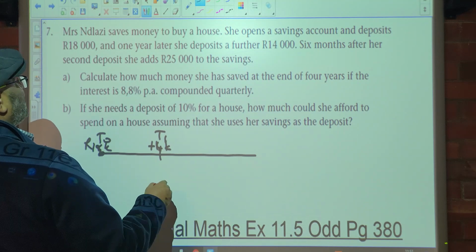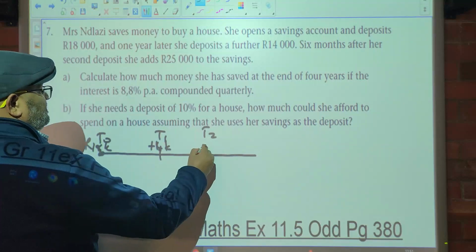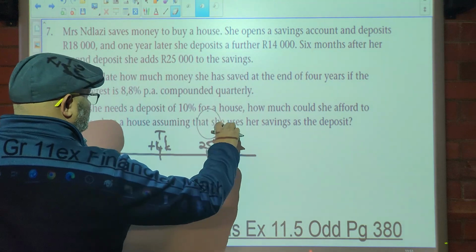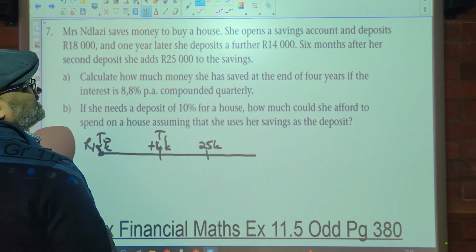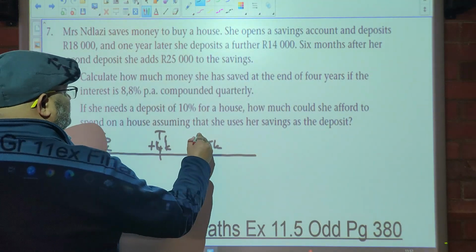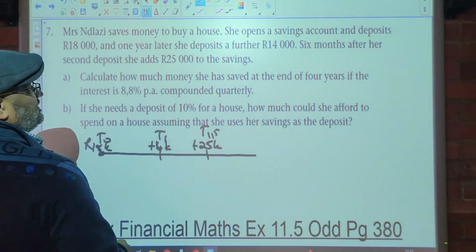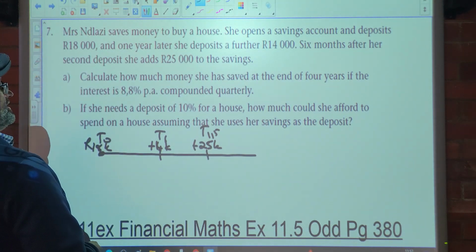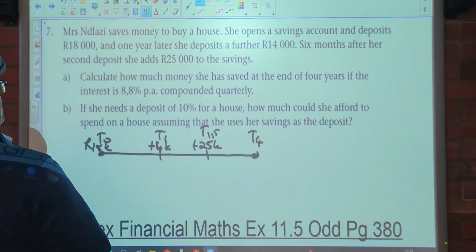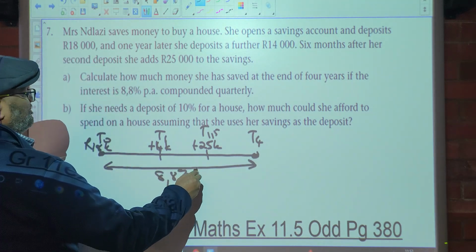6 months after the second deposit, she adds 25, so that's going to be 25k. 6 months after the second deposit, so that's going to be T1.5. She deposits a further 25k. Calculate how much money she has saved at the end of 4 years. The interest rate is 8.8% per annum, compounded quarterly.